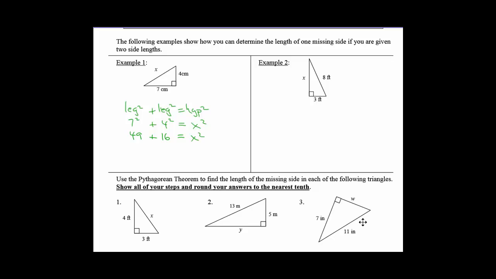And we have to find x. 49 plus 16 is 65, and that is x squared. So to find x, we're going to have to undo squared, or do the opposite of squaring, which is to take the square root. So x is going to be equal to the square root of 65. Now 65 is not a perfect square. It's pretty close to 8, because 8 times 8 makes 64. But we're going to need to round that to the nearest tenth.